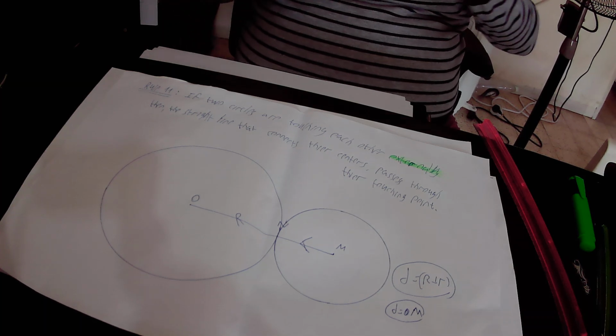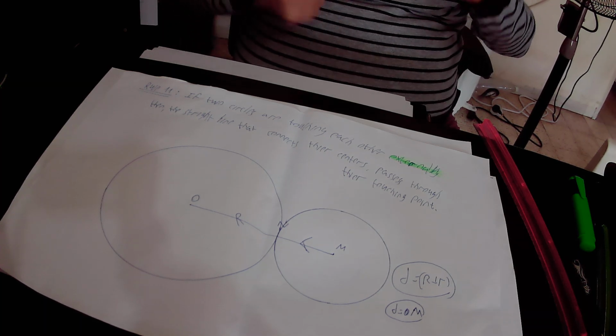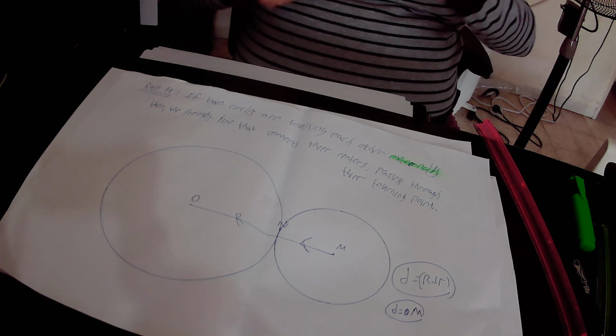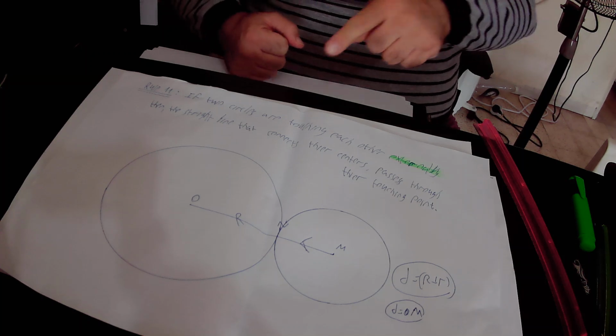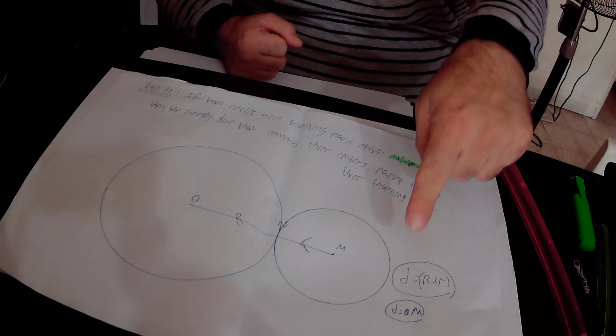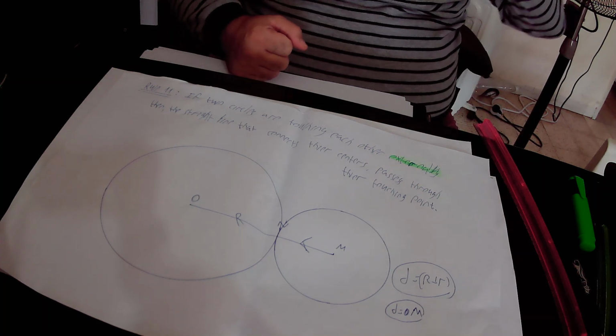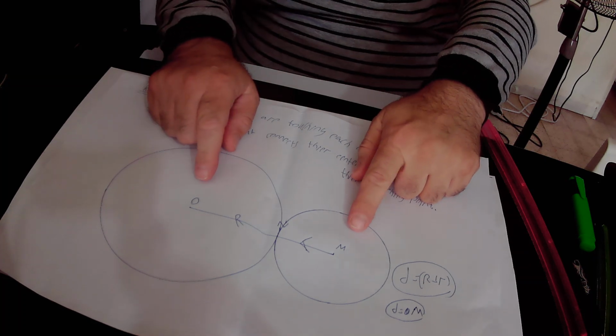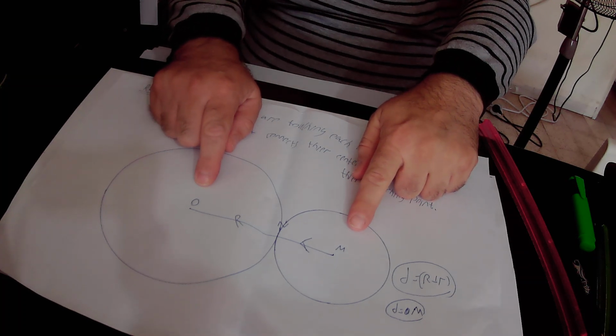Okay, so whenever you have two circles that are touching each other externally, then the straight line that connects their centers together must pass through their touching point. In this case, the straight line OM must pass through point N, that is to say O, N and M is one straight line. And what is the distance between their centers?